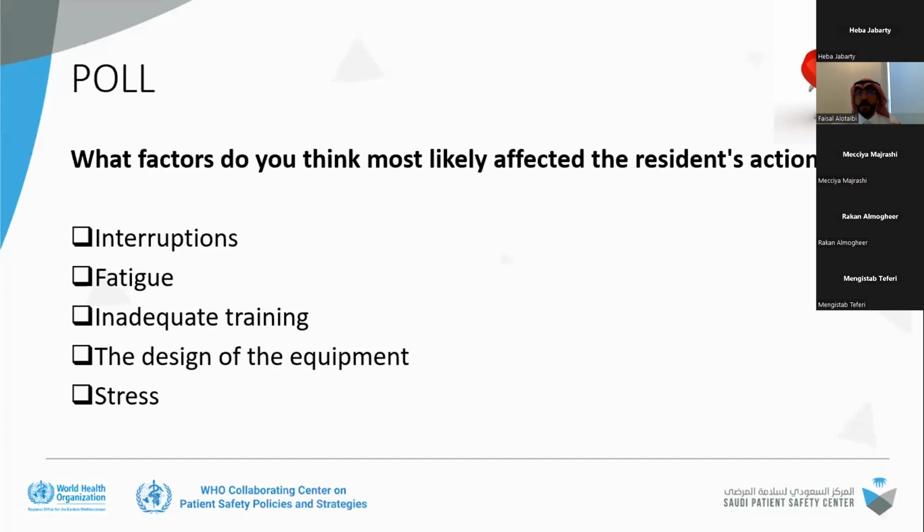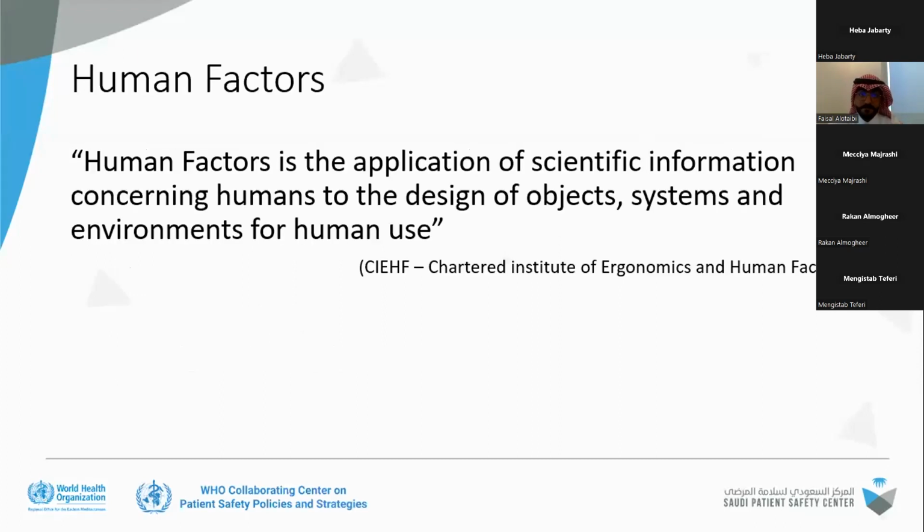So to speak about the human factor, we should at least speak about its definition. The human factor has been defined by the Chartered Institute of Ergonomics and Human Factors as the application of scientific information concerning humans to the design of objects, systems and environments for human use. So we study the human being in order to design a better system, a better object, a better environment for them to perform better and avoid any mistake and harm to the patient. This is the first definition of the human factor.